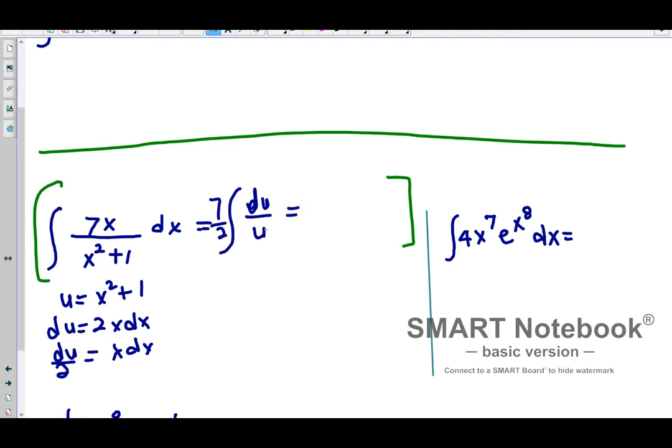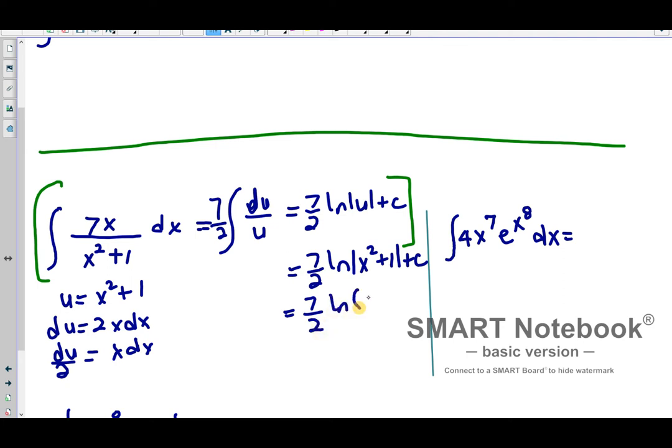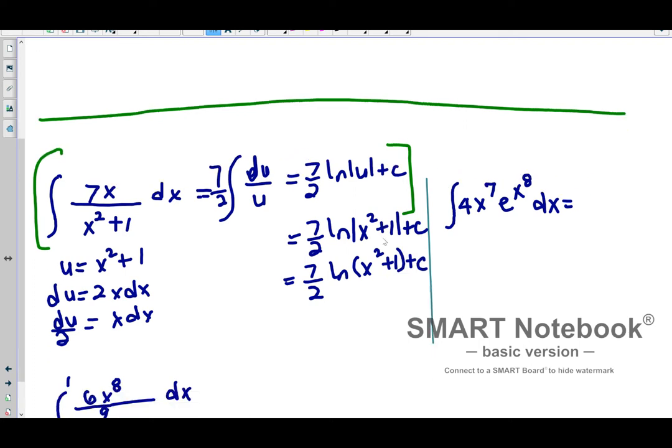At this point we have the perfect form, 1 over u du. And that, as we have just learned, is going to be natural log of u in absolute value plus c. That is the same as 7 over 2 times ln of the absolute value. Since u is x squared plus 1, bring that back in. And honestly, x squared is always positive, plus 1 is always positive. In that particular situation, it's okay to drop the absolute value sign if you choose to. So we can also leave it like this. Okay. All right. Any questions?